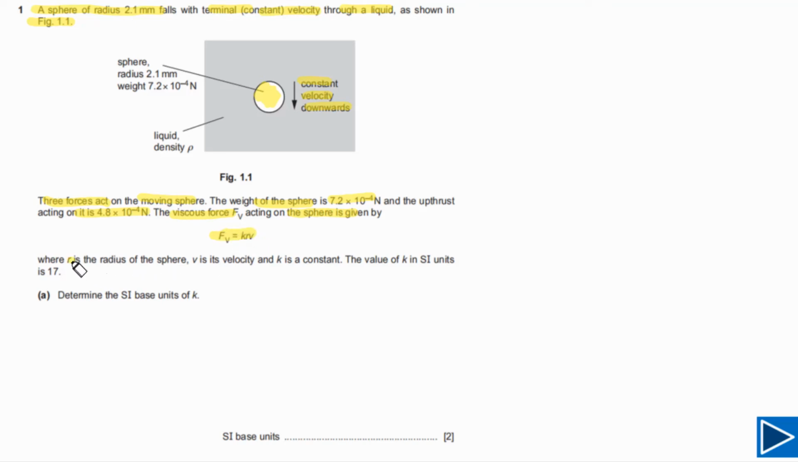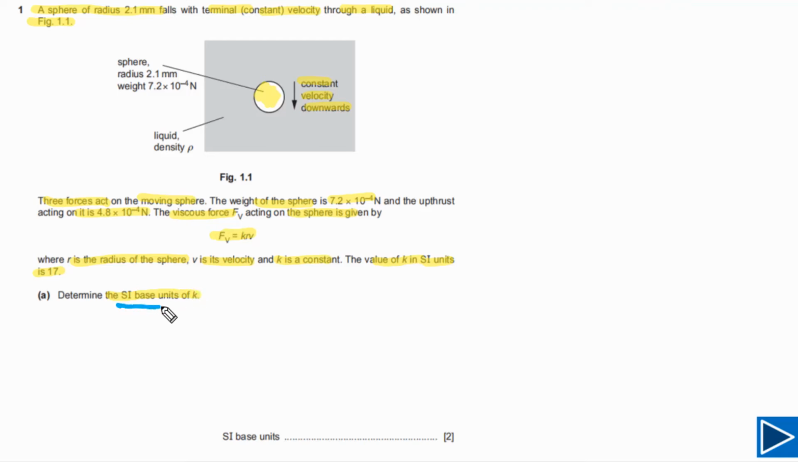In this formula, r is the radius of the sphere and v is the velocity. k is a constant and the value of k in SI units is 17. We need to determine SI base units of k.